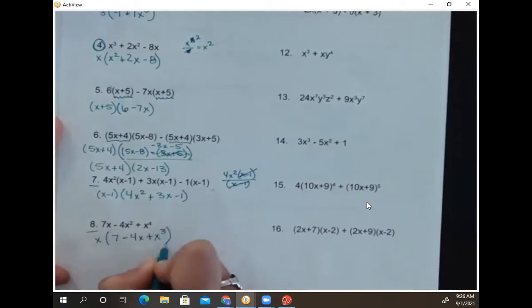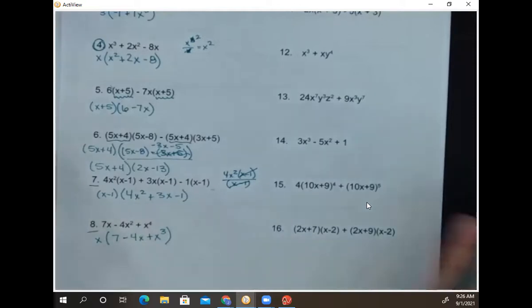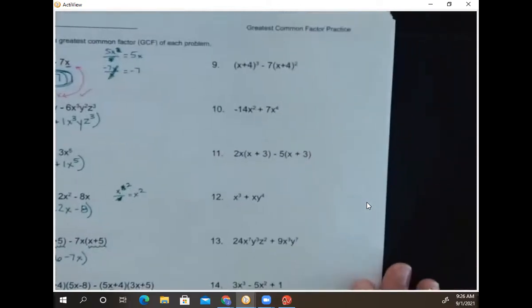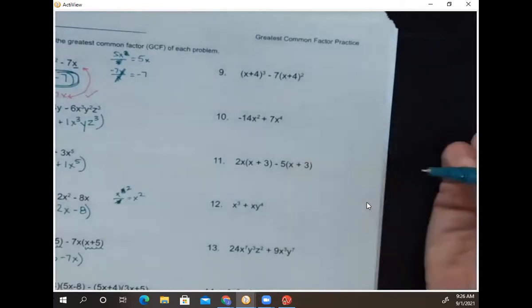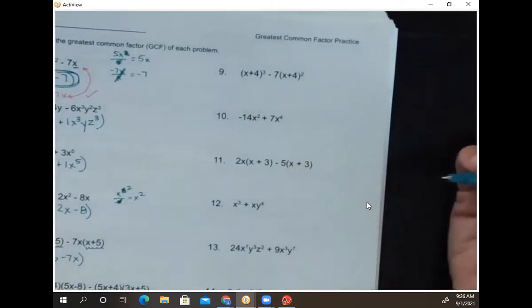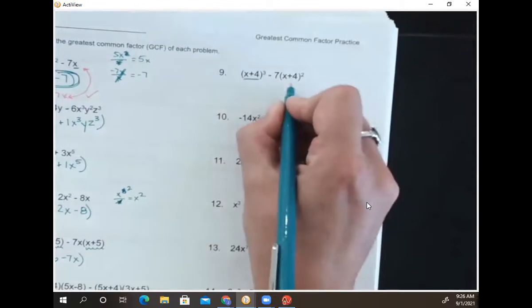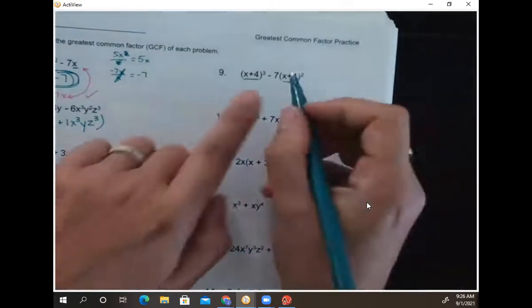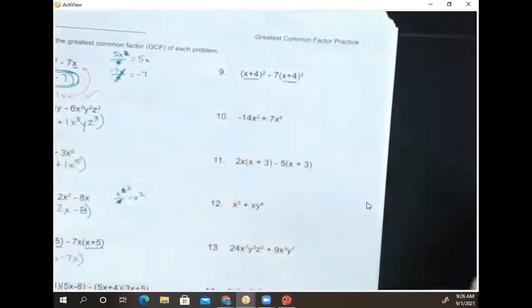Plus x to the third. Very good. Let's hop up to number 9. What do I see in common on number 9? This x plus 4 piece is the same. The difference on this one, though, is that we've got some exponents here.